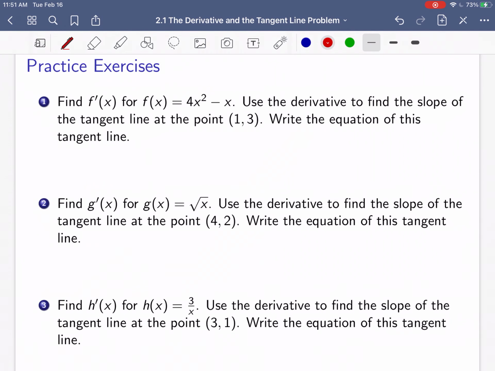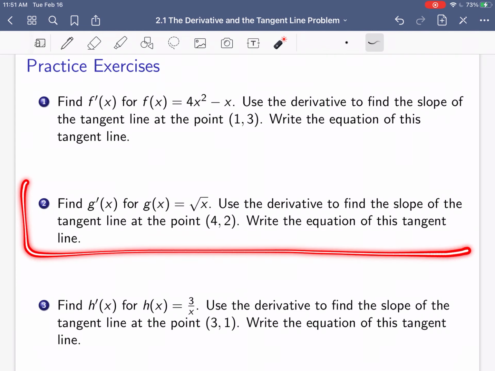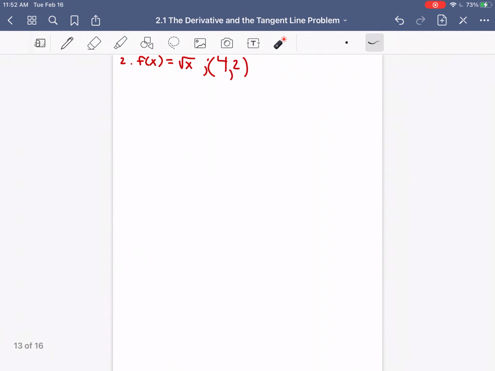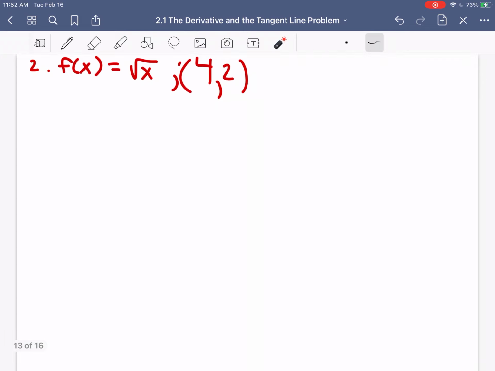In this video, we're going to take a look at a second example where we find the derivative. Here, our function is the square root of x. So we'll find the derivative, find the slope of the tangent line at a point, and the equation at that point. And so, to find our derivative, we will write the definition of the derivative.